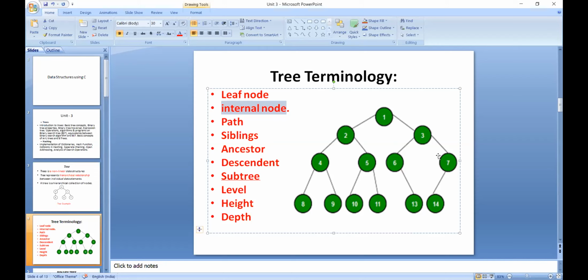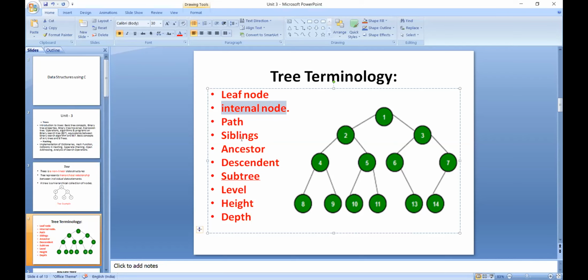Internal nodes. Okay, so these are the properties you have to know. Why? Because we are going to see different types of trees. Among the different types of trees, the binary search tree is the important tree where you are going to see the algorithm as well as the coding program. Both you are going to see.